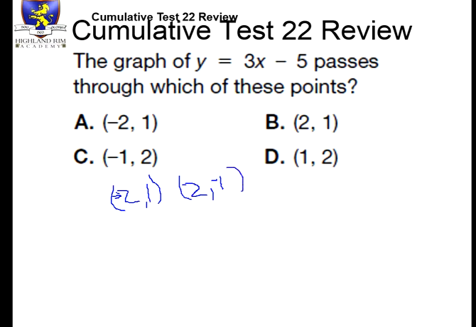Let's go with B. B is 2, 1. So we plug that in, and we say y is equal to 3x minus 5. 3 times 2 is 6. 6 minus 5 is 1. So 2, 1 works. So your answer here is B.